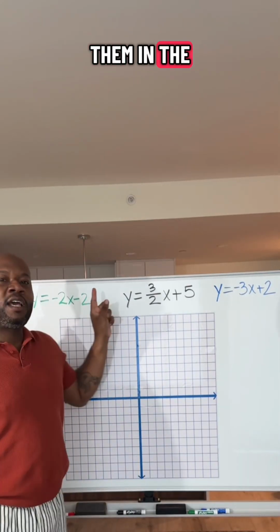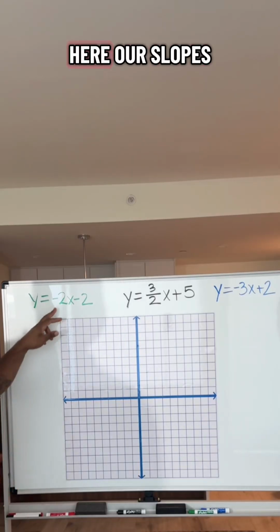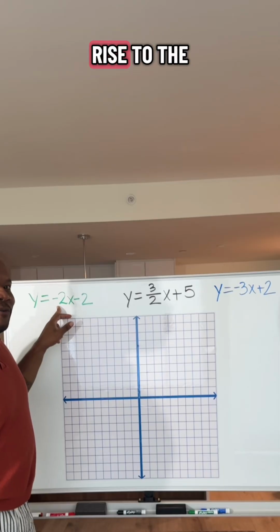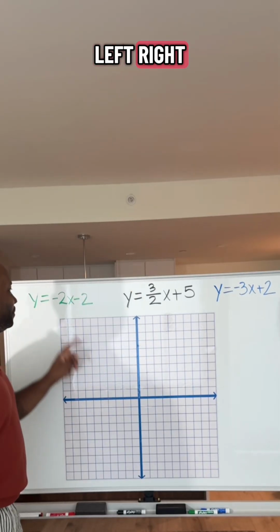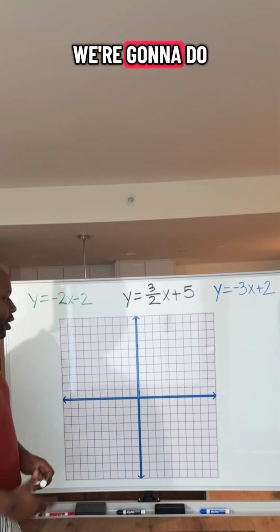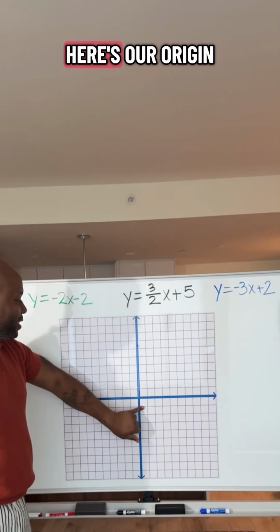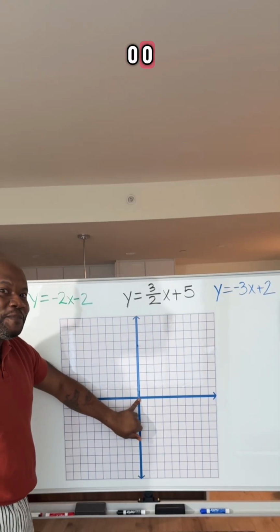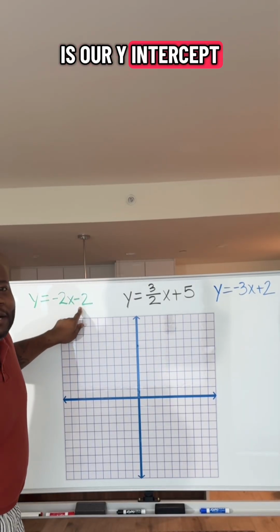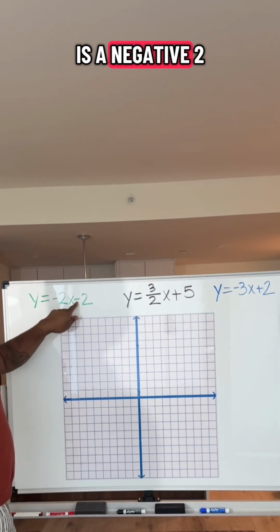We're gonna graph them in the color that they're written in, and we know here our slope is -2, so we automatically know it's gonna rise to the left, right? We're gonna graph it in green. The first thing we're gonna do, here's our origin, right here, 0, 0. First thing we're gonna look at is our y-intercept. Our y-intercept is -2.